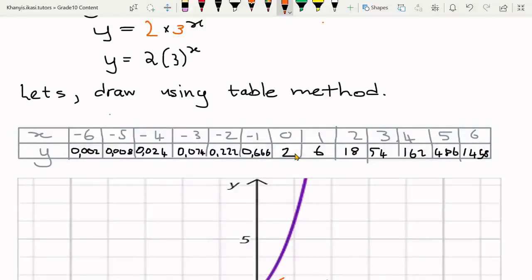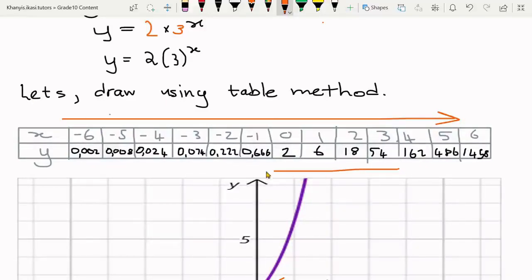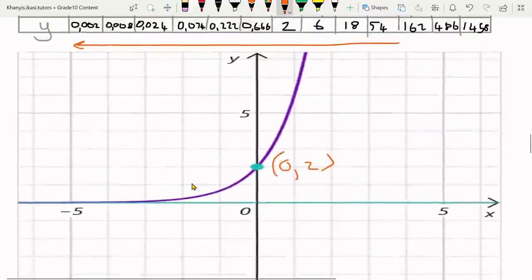So it's 1 times 2 here, then it's times 3 again. It's 6, it's 18, it's 54. You see, it's 1,458. It increases even faster when we increase our x, and it decreases even faster, meaning it goes closer towards 0 even faster, right? So that's the difference between them. And as you can see, it looks the same, but it's not the same type of graph.